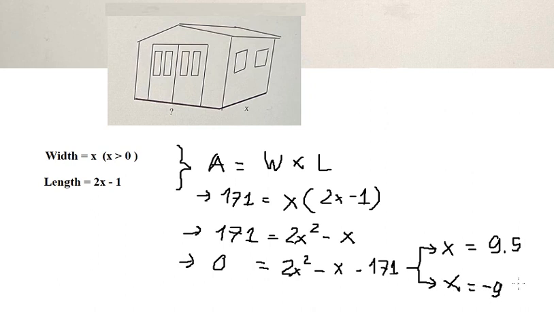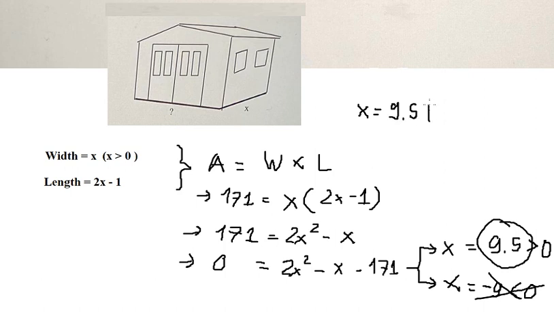So negative 9 is smaller than 0. So we need to reject this number. This one is greater than 0. So we need to accept this number. So we have s equal to 9.5 feet. And this is for the width.